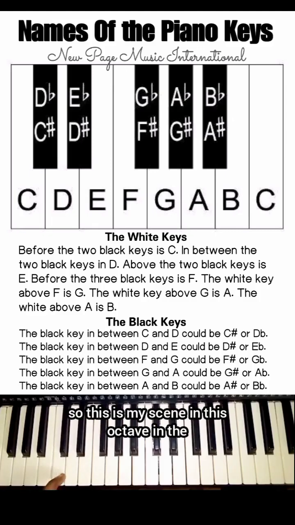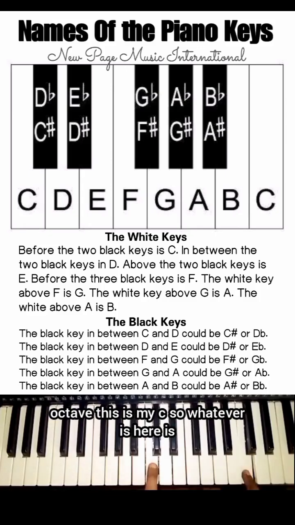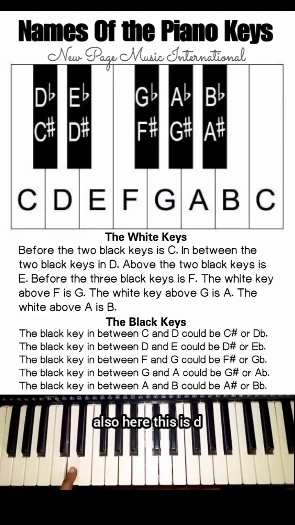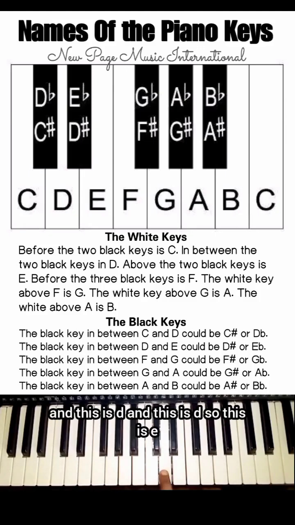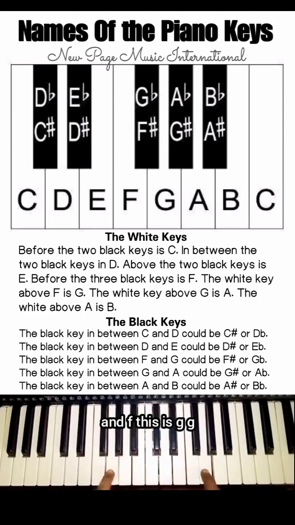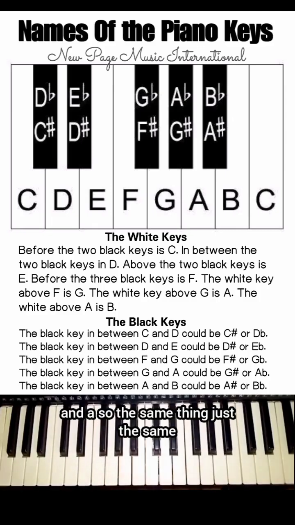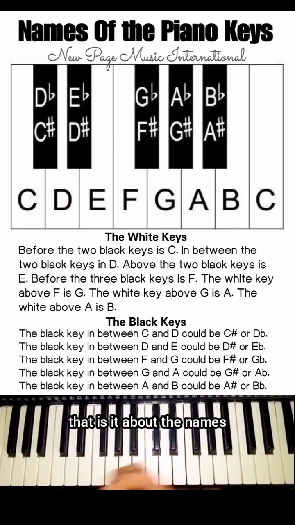So this is my C in this octave. In the higher octave, this is my C. In the higher octave, this is my C. So whatever is here is also here. This is D, and this is D, and this is D. So this is E, and this is E, and this is E. This is F, F, and F. This is G, G, and G. This is A, and A. So the same thing, just the same. That is it about the names of the piano keys.